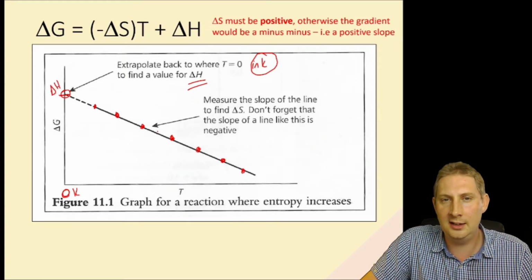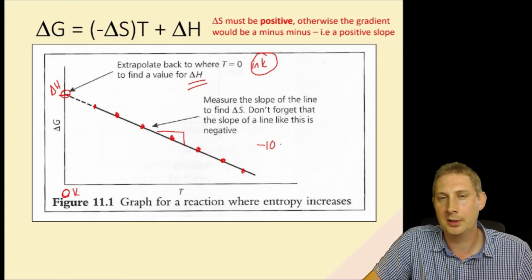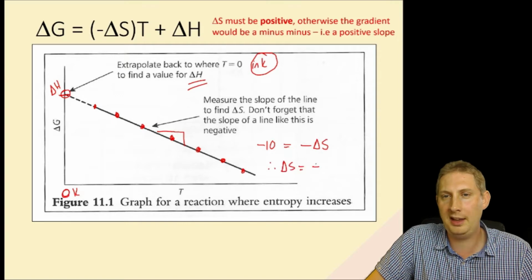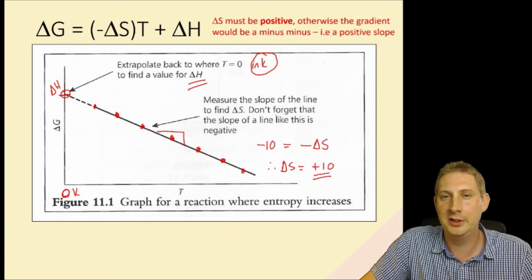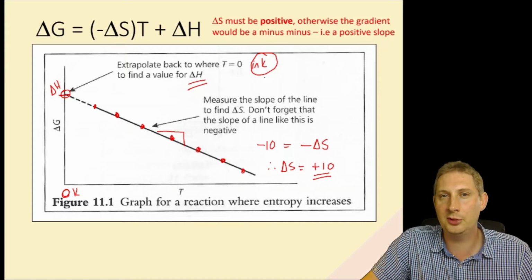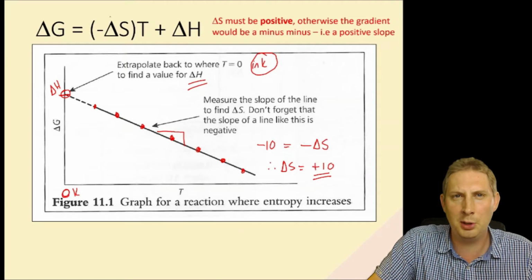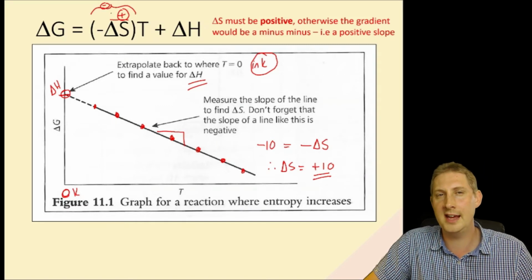The gradient here is clearly negative. So let's say it's minus 10. Then minus 10 equals minus delta S. Therefore, delta S is plus 10. I'm not giving you units, but the point here is this had a negative slope, so it means that delta S is positive. As I've said up here, delta S must be positive, otherwise the gradient would be a minus minus, in other words, a positive slope. Because delta S is positive, minus delta S is negative, and that's why we've got this negative slope.